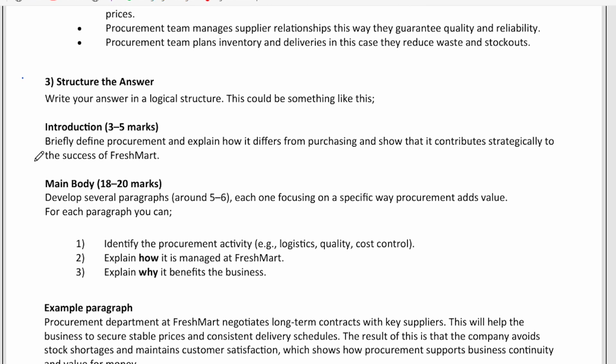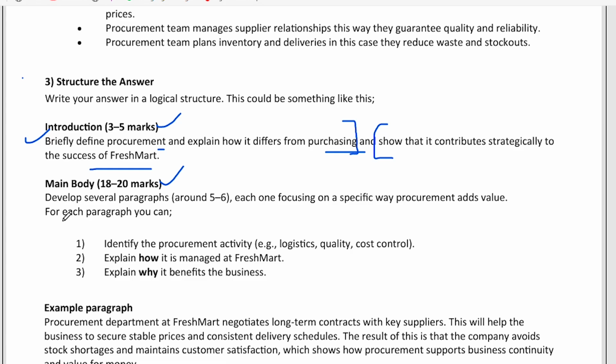So the intro: briefly define procurement and explain how it differs from purchasing. That's it. What's the difference between procurement and purchasing? And then, since this is going to be one of those theoretical definitions, you have to link it to the scenario. So you're targeting 3 to 5 marks with your intro, and then in the body, you're targeting 18 to 20 marks.